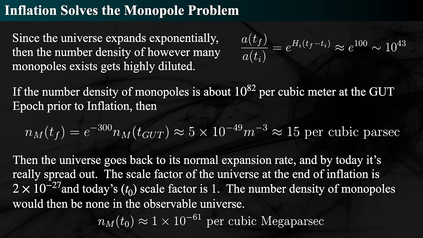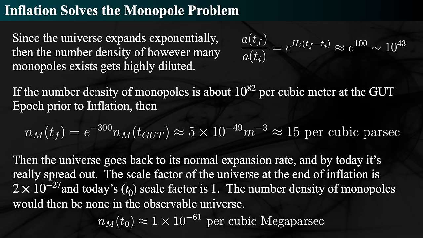All right. The inflationary epoch also solves the monopole problem in a rather normal way, because we would say the universe expands exponentially, so it became 10 to the 43rd times larger, but then the number density goes as that size cubed. So now the number density dropped off like e to the 300. So we would expect that if there were 10 to the 82nd per cubic meter formed in the GUT epoch, just at the beginning of the inflationary epoch, then after inflation, there would be 15 per cubic parsec.